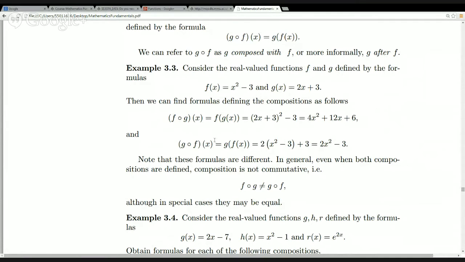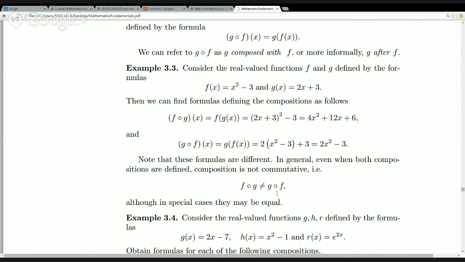Now, you can compose them in the other way as well. You can do g after f of x. So that's g applied to f of x. Now, f of x, remember, is x squared minus 3. So in the second composition, x squared minus 3 goes in as the input to the function g. And g says, what do you do to the input of g? You double it and add 3. So we need to double x squared minus 3 and add 3. That's going to give you 2x squared minus 3.